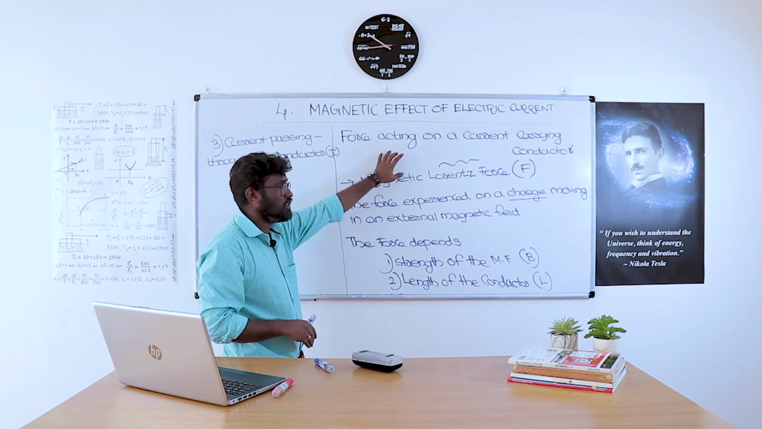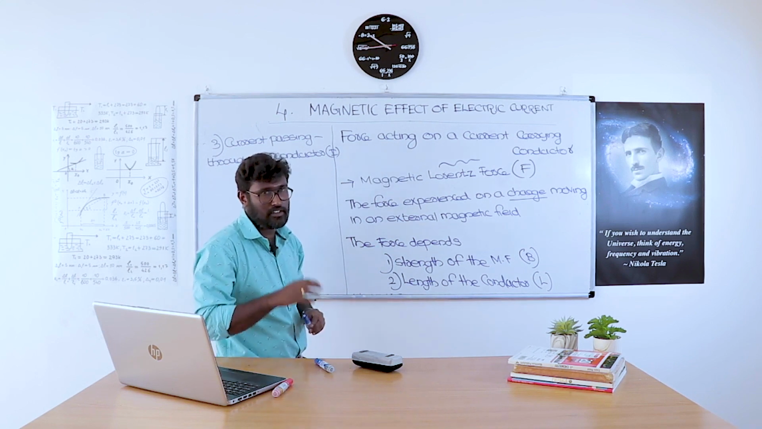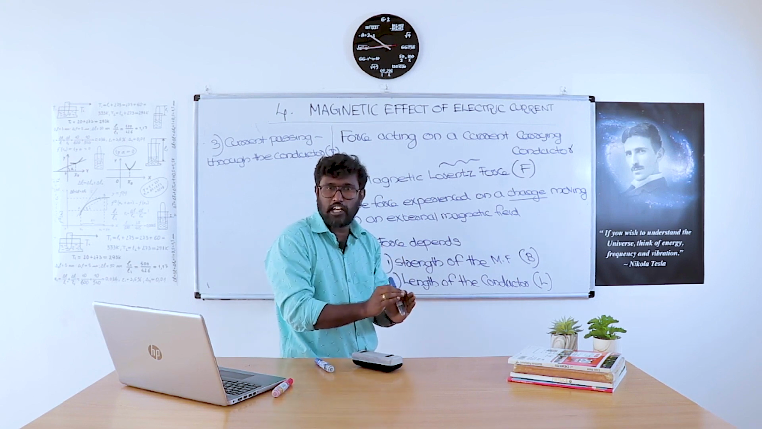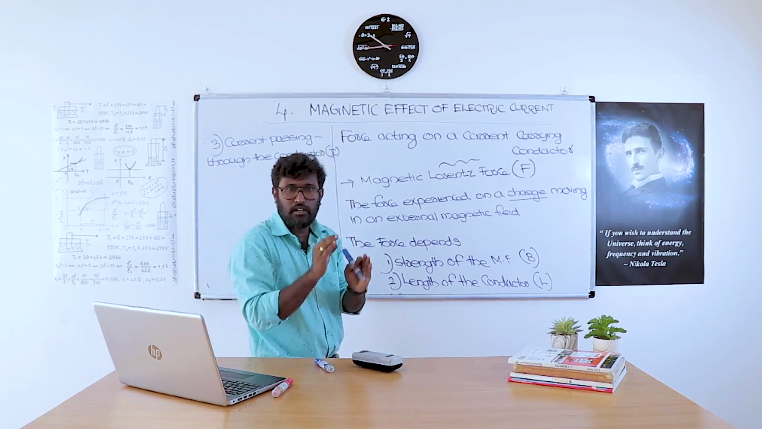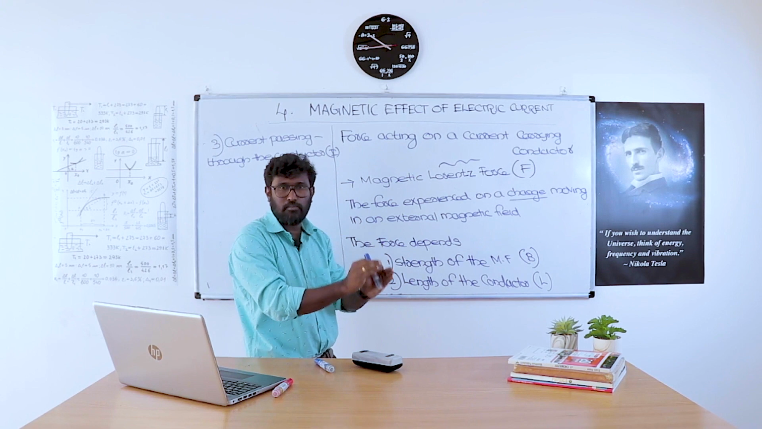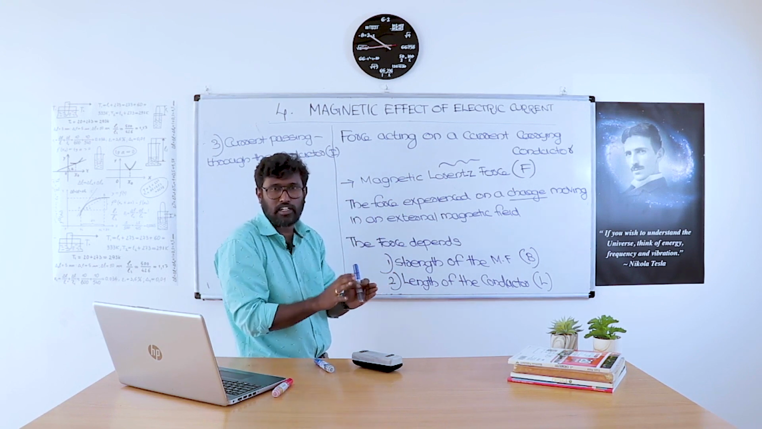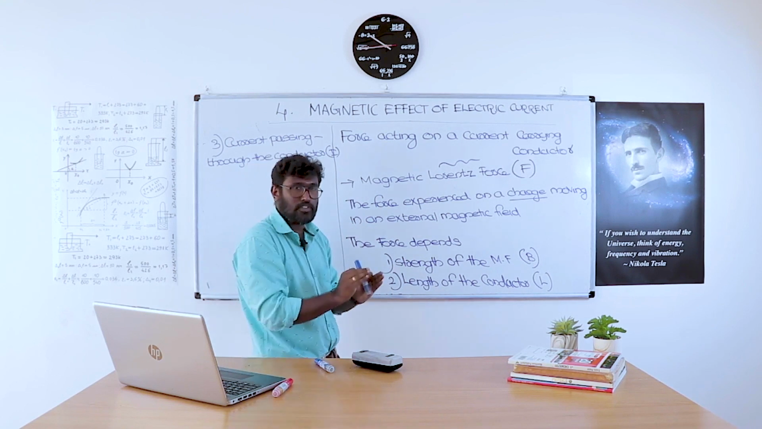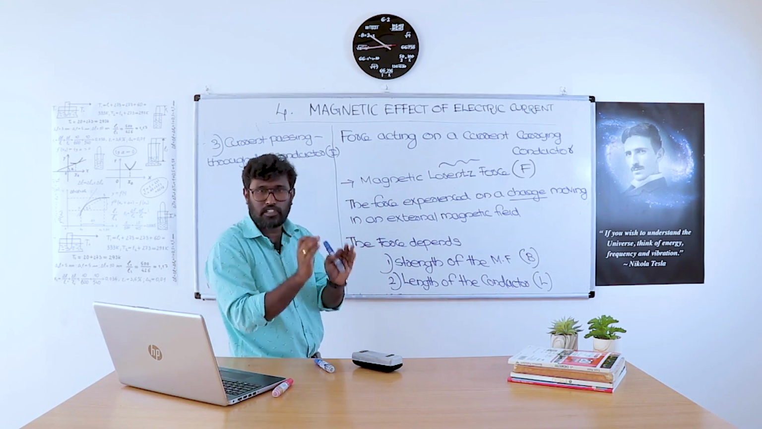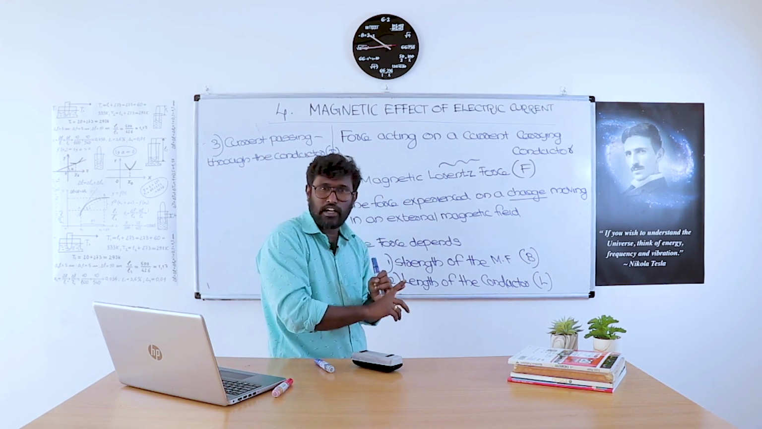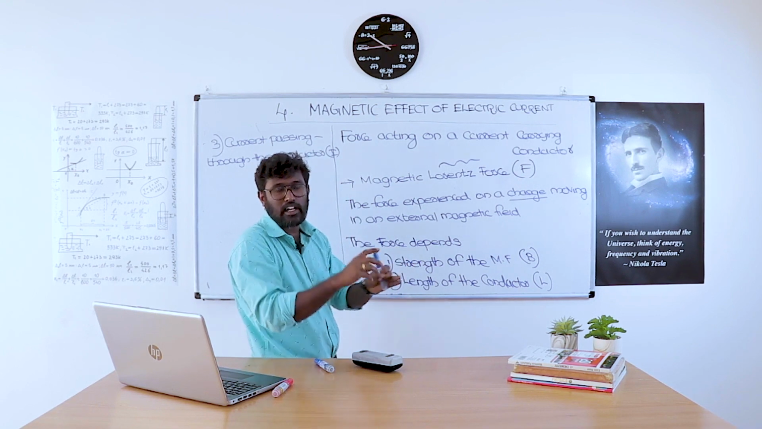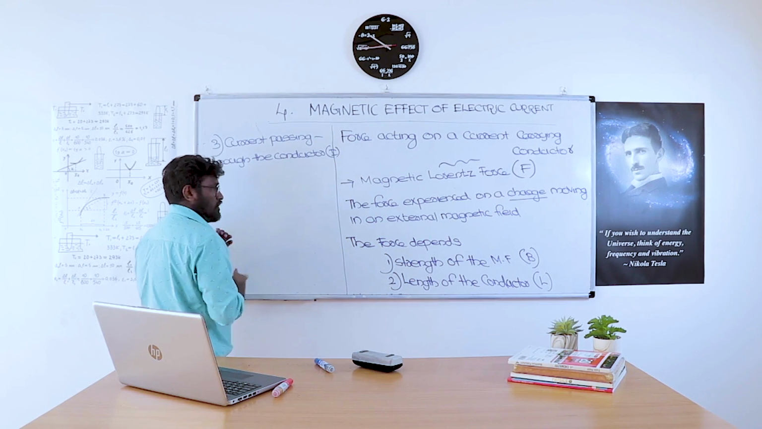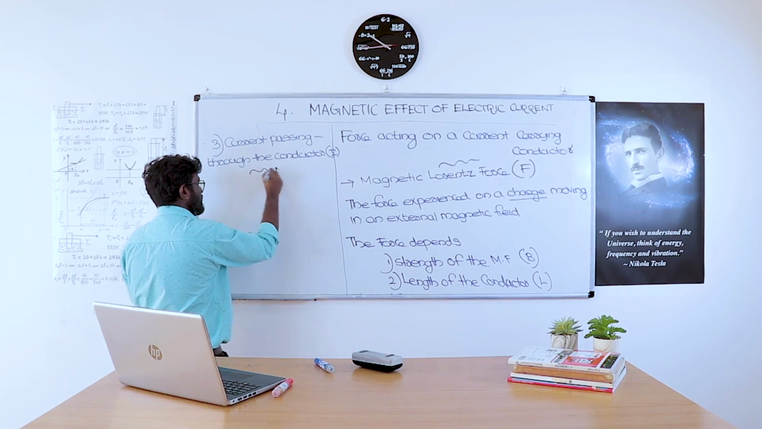So that's all about the force acting on a current carrying conductor. Simply, the force acting on a current carrying conductor placed in an external magnetic field is called a magnetic Lorentz force. More simply, the force acting on a charged particle moving in an external magnetic field is called a magnetic Lorentz force. It depends upon three factors: length of the conductor, current passing through the conductor, and strength of the magnetic field. How do we find the direction of the force in the external magnetic field?